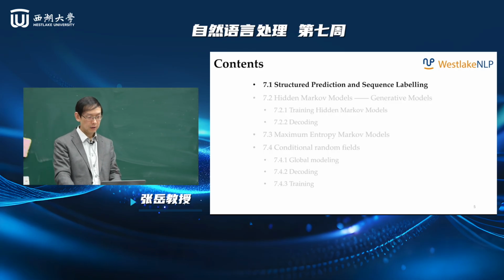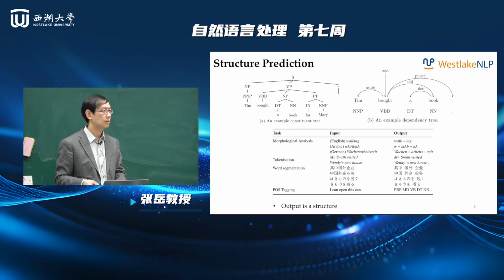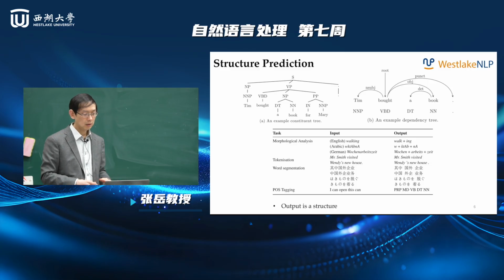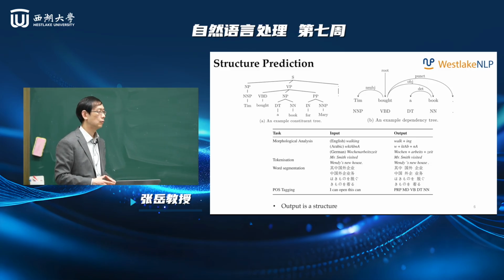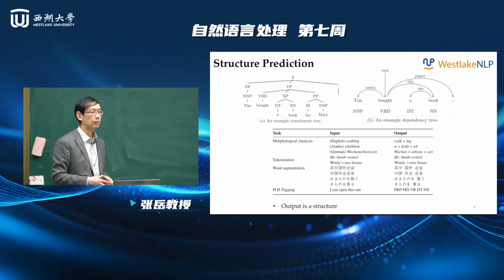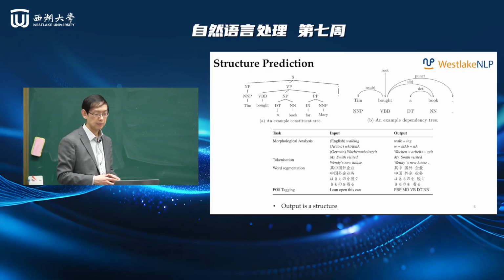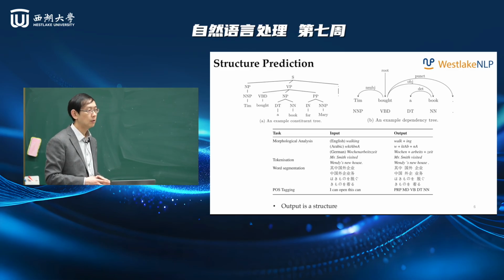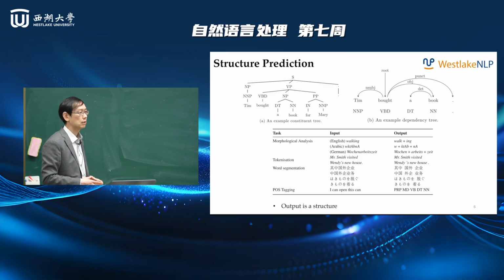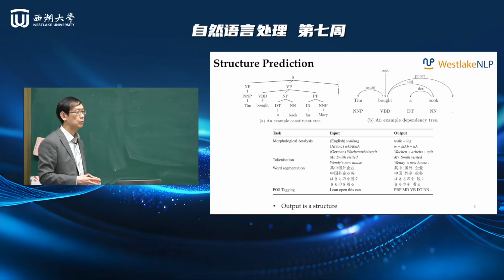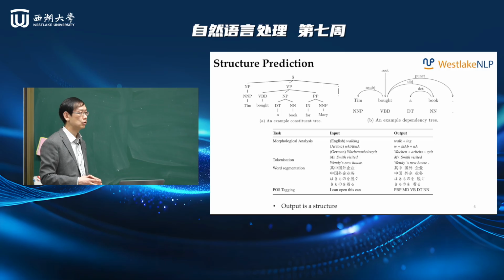So first of all, let's take a look at what is structured prediction and what is sequence labeling. So in week 1, we learned a lot of NLP tasks, right? There are fundamental NLP tasks, there are information extraction tasks, which cover structures. So for example, on top, I just give you reviews of the syntactic trees. On the left is a constituent tree. On the right is a dependency tree.